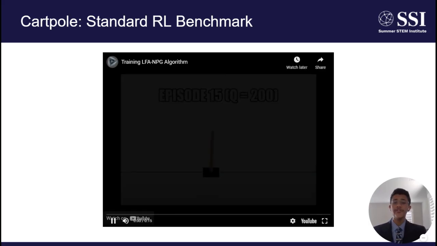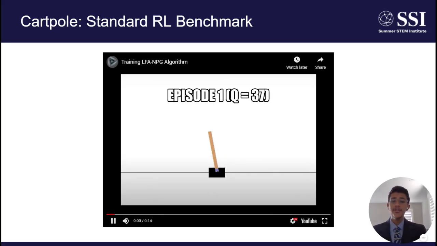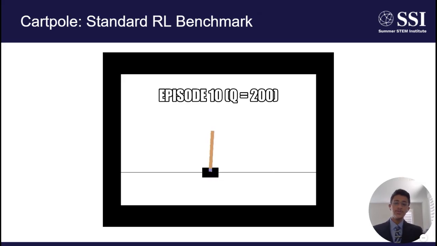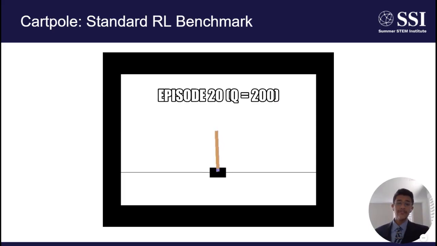We now briefly introduce the environments we will be testing our algorithm on. Here, the CartPole environment is a standard reinforcement learning benchmark used over a variety of algorithms. The objective of the agent is to balance a pole atop a cart by applying a force to the left or right. Here we can observe that our algorithm reaches the maximum reward after just 10 episodes.